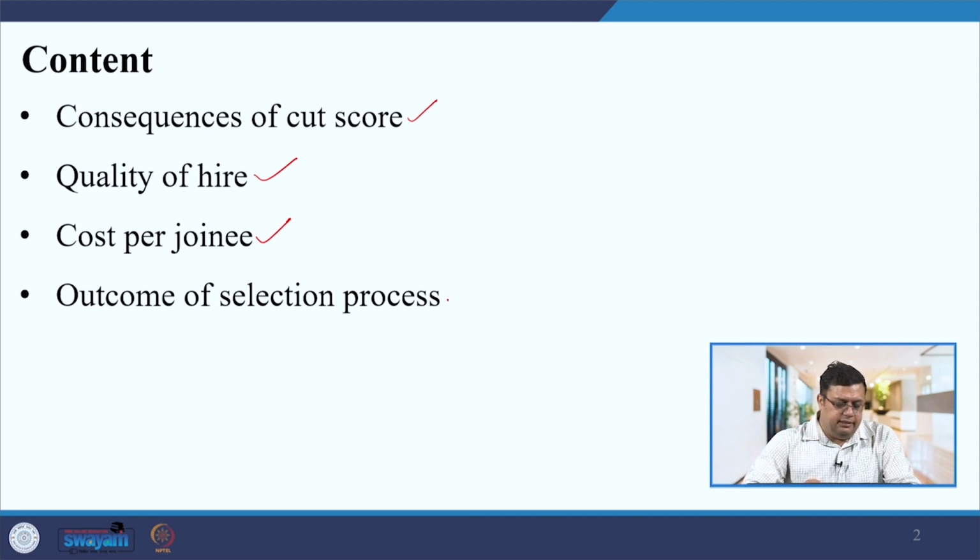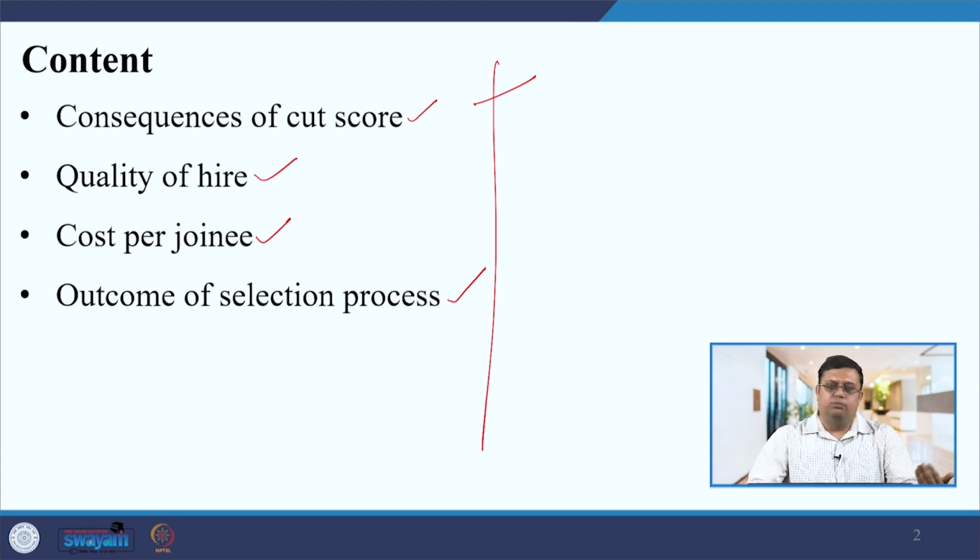The next important thing we will discuss is the outcome of the selection process. If somebody asks you how the selection process was, whether it was good, bad, or worst, how will you be able to answer through numbers? So, what is the outcome of the selection process? These are the 4 metrics we will discuss in today's session. I hope these metrics will help you answer a few questions at the workplace. So, let us start with the consequences of cut score.